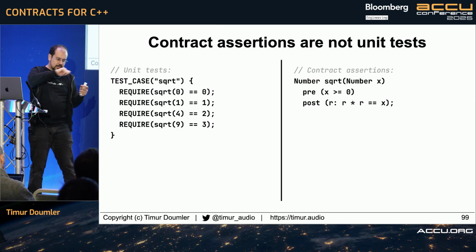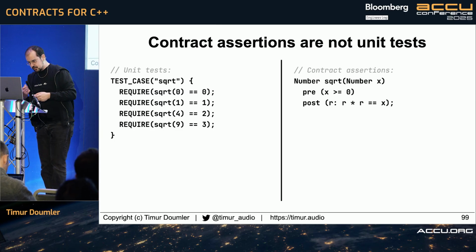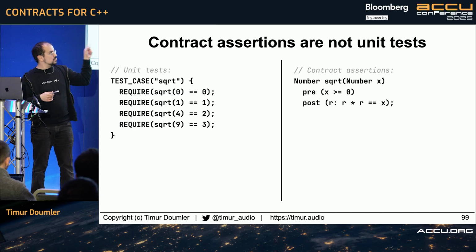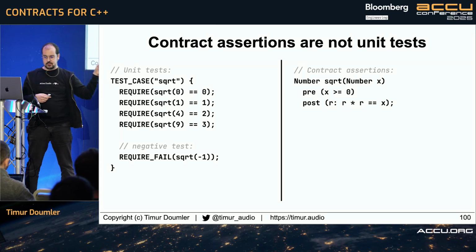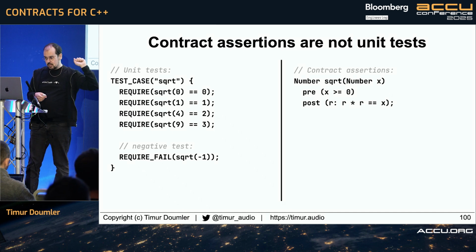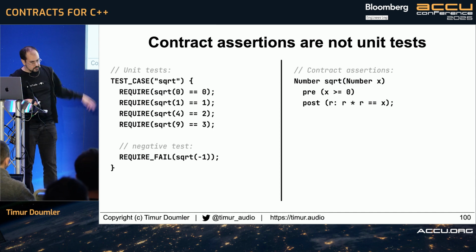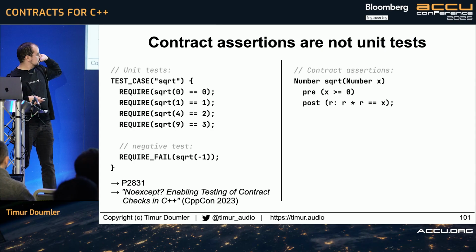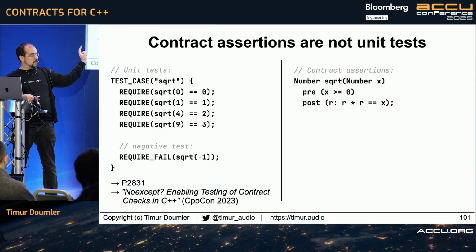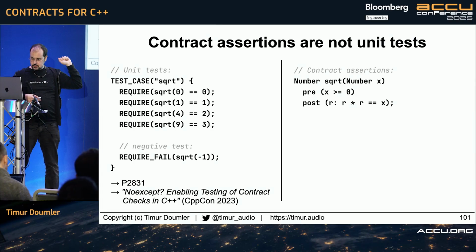Now, it kind of circles back, because something that you really want to do is then also write unit tests for those assertions to make sure that they're actually there, right? So you want to have a unit test something like this. And there are ways to do this, and there are reasons why this is important, but not in this talk. I have a paper about this. I gave a talk about this together with Pablo Halpern at CppCon 2023.